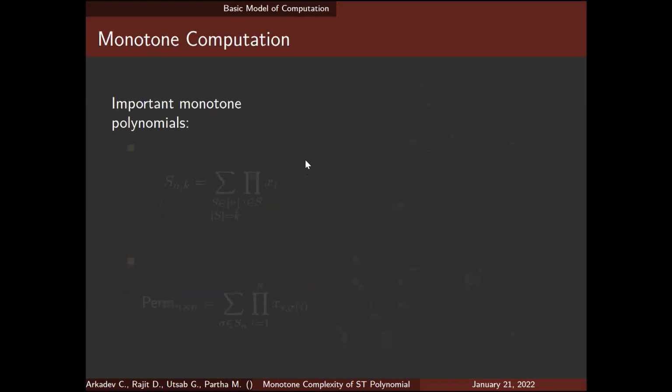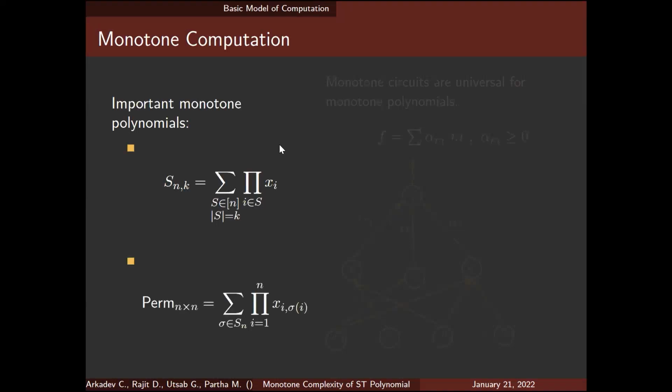Some interesting examples of monotone polynomial. The first polynomial is the symmetric polynomial of degree k on n variables. And the second example is the permanent polynomial corresponding to a matrix of variables of dimension n cross n. Monotone circuits are universal for computing monotone polynomials.